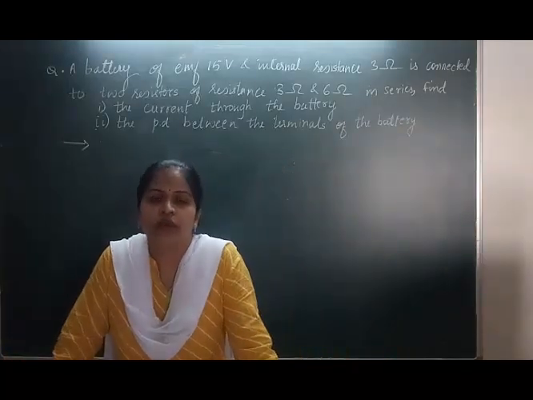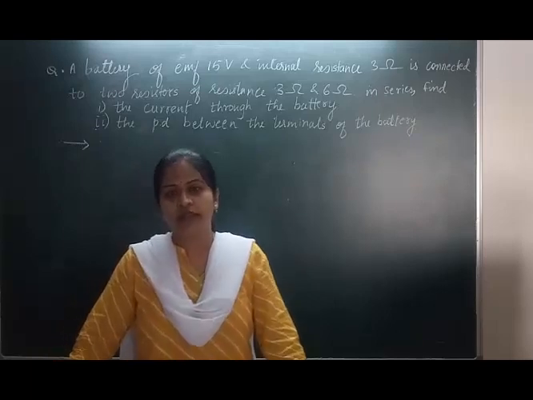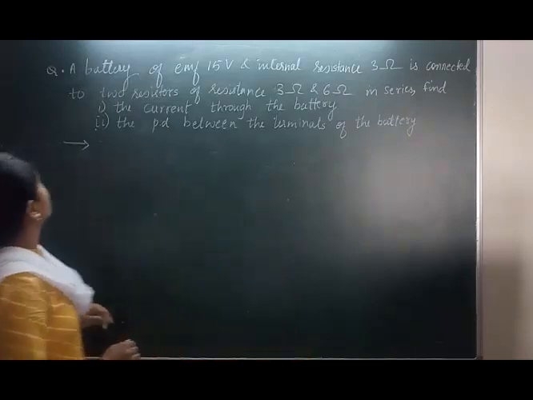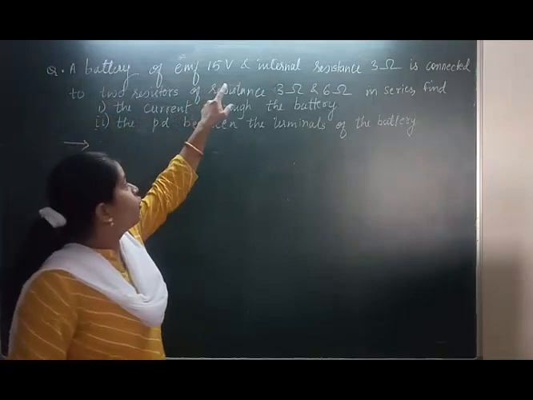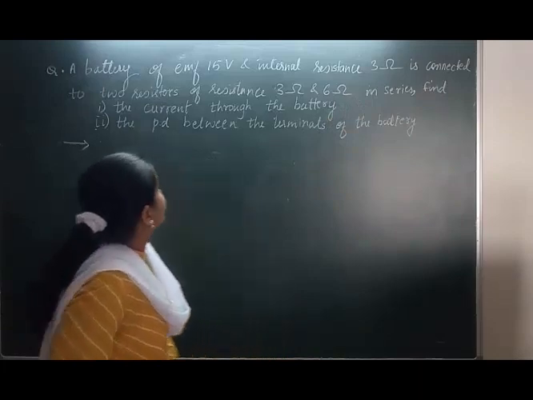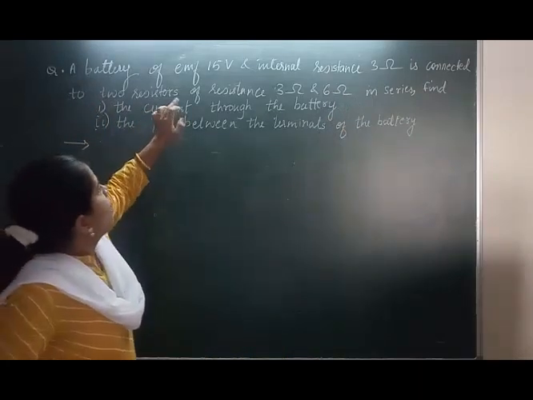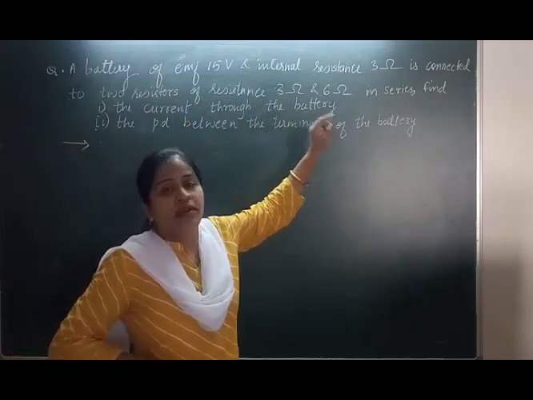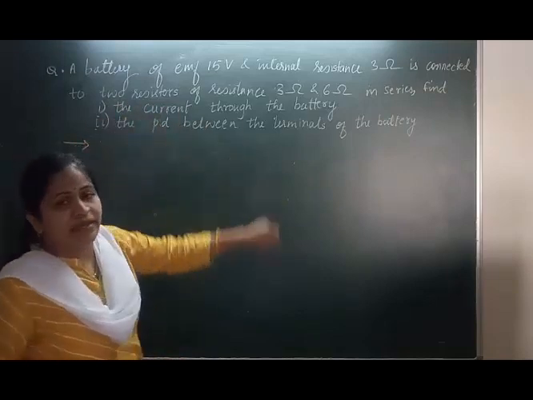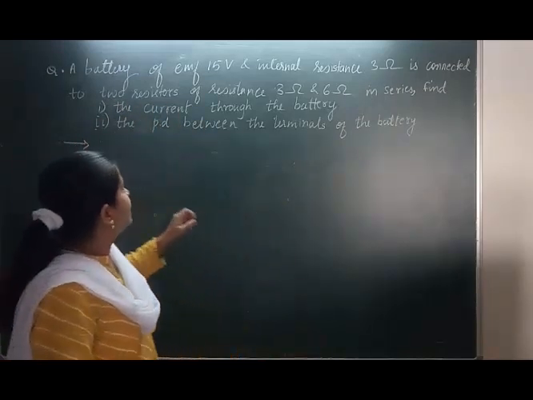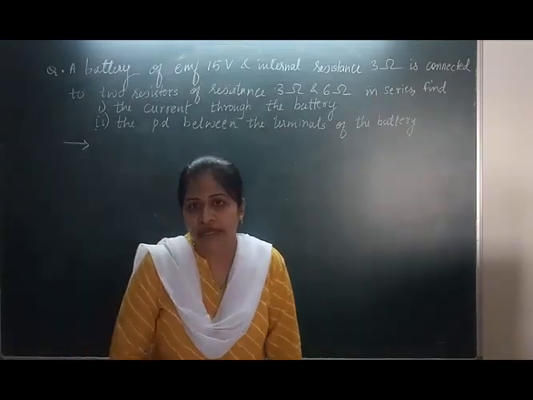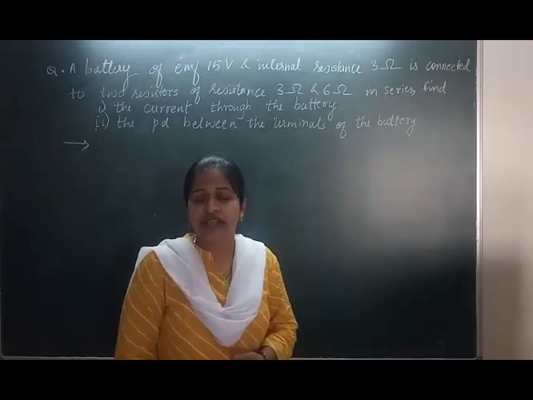Yes friends, now we are going to take another numerical which will be based on internal resistance, EMF and potential difference. So one question is over here: a battery of EMF 50 volt having an internal resistance of 3 ohm is connected to two resistors of resistance 3 ohm and 6 ohm which are connected in series. Find first, the current through the battery. Second, the potential difference between the terminals of the battery.